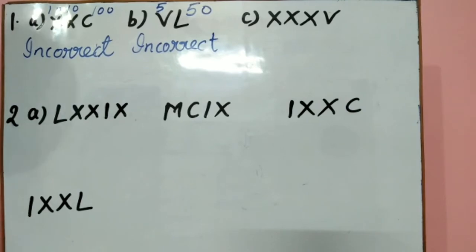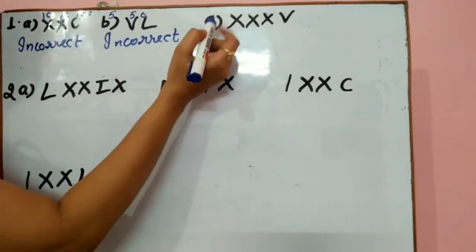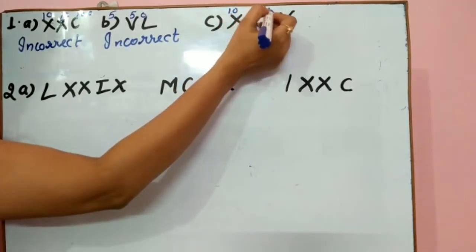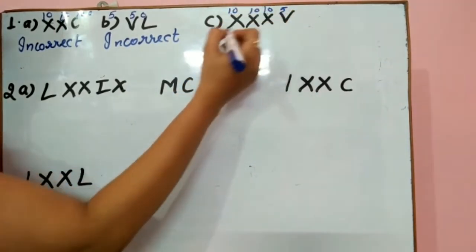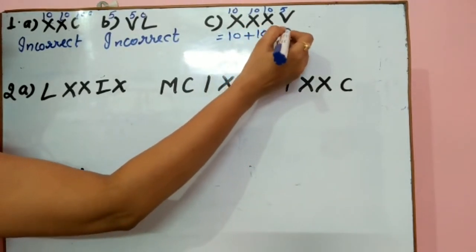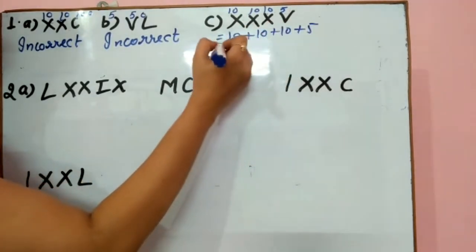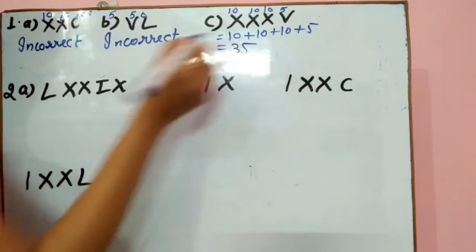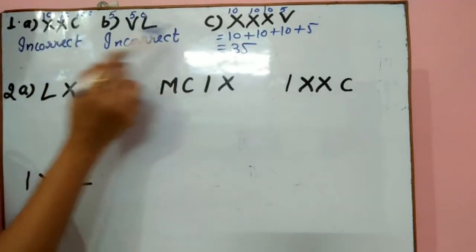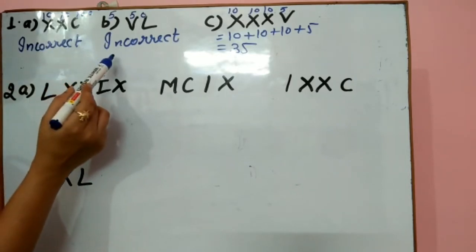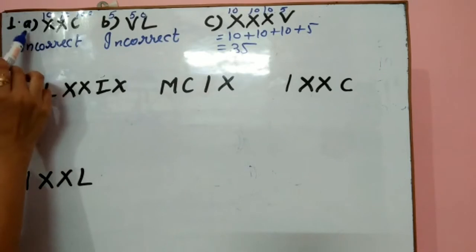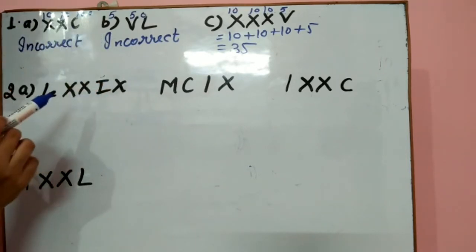Understood? The next is C. The value of X is 10 and the value of V is 5. 10 plus 10 plus 10 plus 5 is equal to 35. It means out of A, B and C, A and B are incorrect and C is correct. So our answer is A and B. Understood?